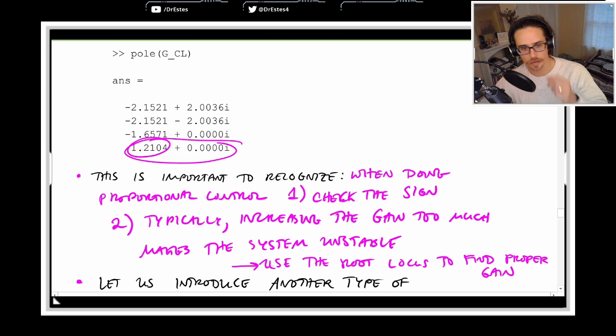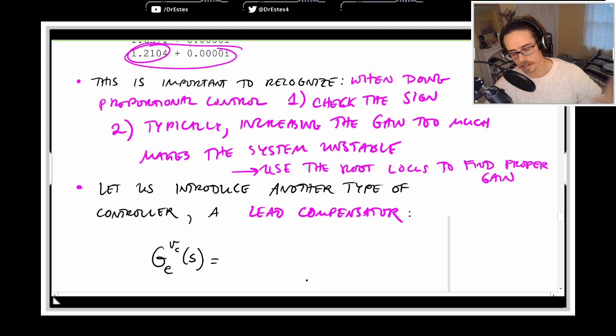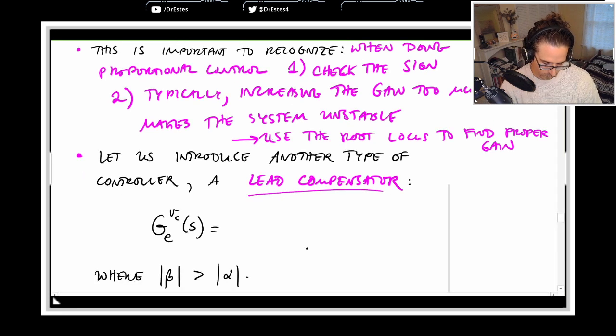Okay, I want to show you another popular type of controller with the time we have left. Now there's PI, PID, and whatever, but this is a controller that I really like, a lead compensator. This is what it looks like. It's a transfer function that has a proportional part, and then it multiplies a transfer function that looks like this.